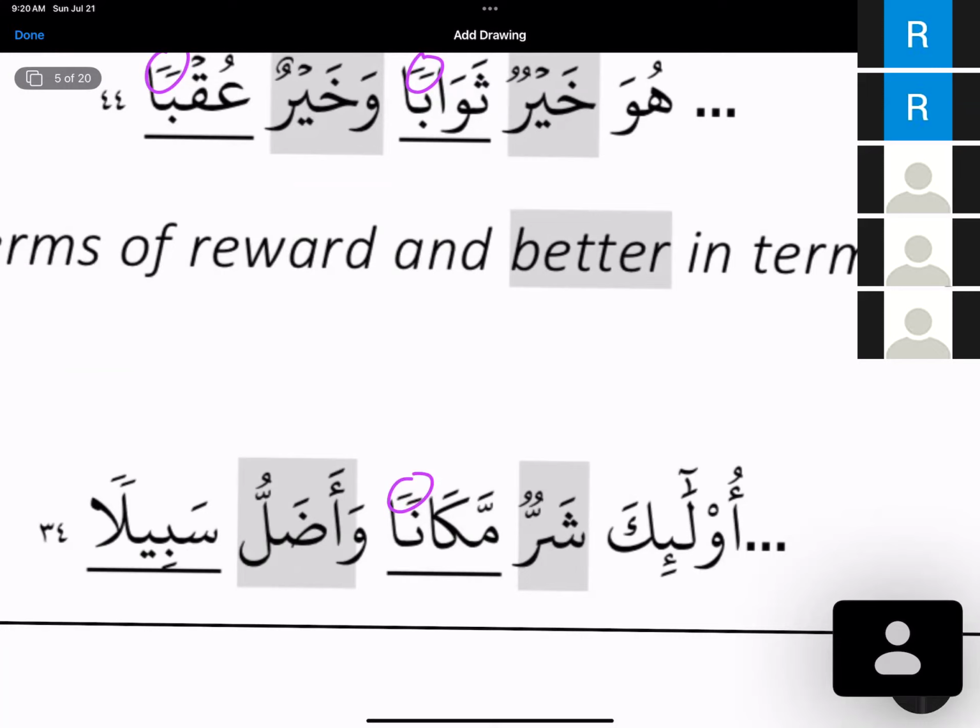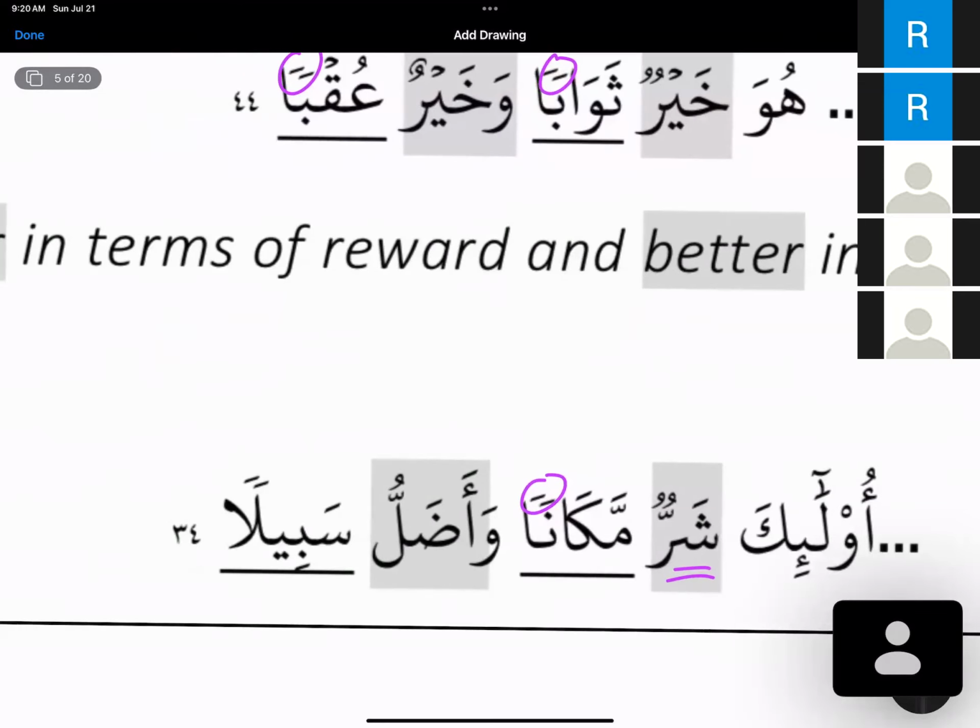And sharrun is what? What kind of word is sharrun? Same like khayrun. So this is an ismu tafdil. And again, this is not a regular word, so that's why it doesn't look like afdalu or akbaru or aktharu. But this is also an ismu tafdil.